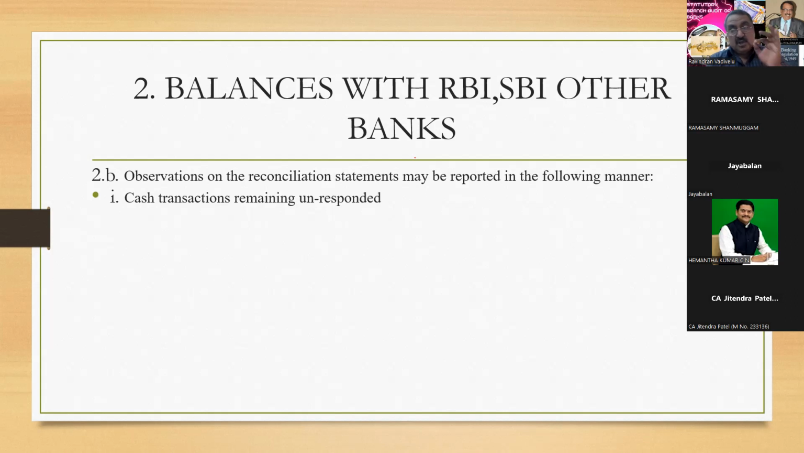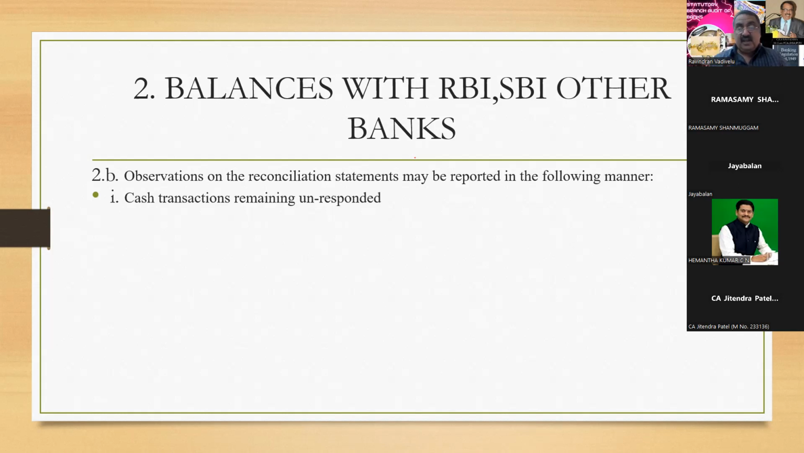So it's a very, very important thing. Cash transaction remaining unresponded means they debit the cash in transit entry and they have taken the credit to somebody's account. Then after 2 days, it will be reversed. So the thing is, debit in cash in transit, the credit has to go only to the chest branch and not to any person's account.